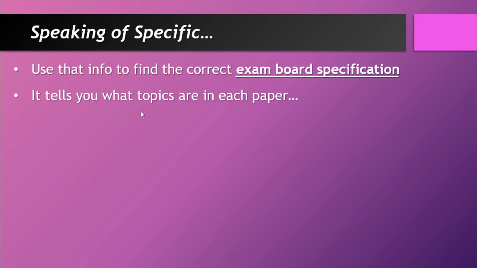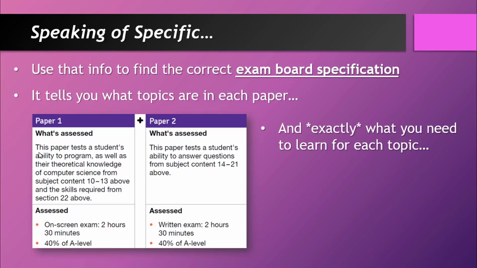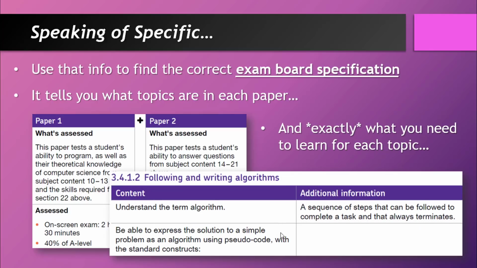So it tells you what topics are in each paper first of all. So this is from an AQA A-level specification. So it tells you that topics 10 till 13 are in paper 1 and the rest are in paper 2 and so on. So that's really useful when you have to decide which you're actually revising, paper 1, paper 2. And also for each topic it tells you exactly what you need to learn. So it has bullet points of each subtopic, I suppose. And AQA are even really good, and they give you additional information. Like this is you need to know what an algorithm is for this, and it gives you the definition for an algorithm. And other specifications are similar, so they give you lots of useful information.